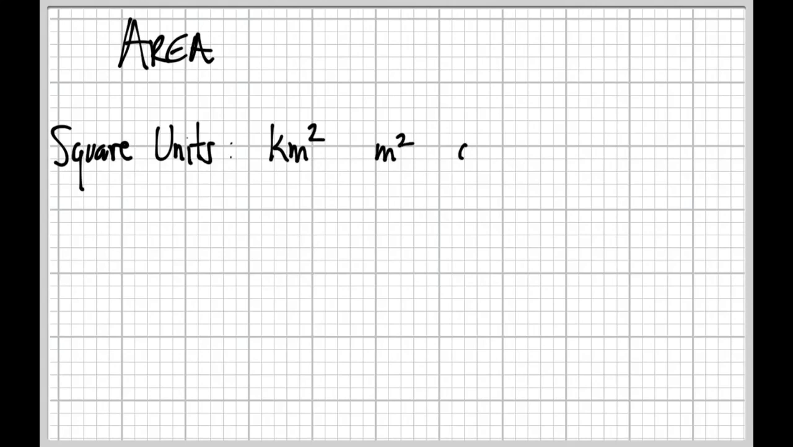For example, kilometers squared, meters squared, centimeters squared, and millimeters squared. Okay, so it's the same as the units of length for the metric system. These are just your most common ones, except they are squared. Okay, hence they're called square units. So we want to be able to convert between one to the other.